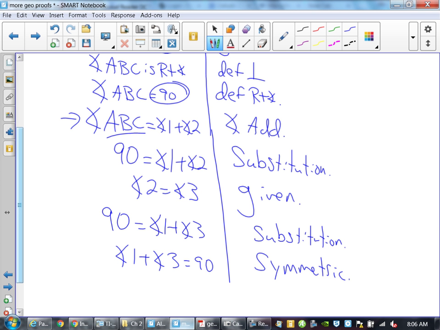Yes, sir? Is 90 equals angle H? Is that what it is? No, it's angle 1 plus angle 2. That looks like an H. That looks like a capital H. No, not there. Second to last. It looks like an H. Okay, but I don't know why I would write an H considering I'm talking about angles 1 and angle 3. Context clues. Okay?